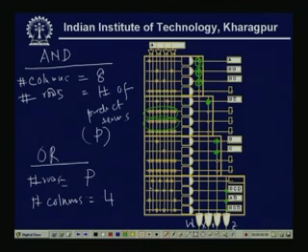this is my A bar B bar C bar, A bar B bar C D bar, or C bar D. So, these will be the A bar B bar C D bar. So, Z is the sum of these 4 terms. So, this is the PLA realization, or the design of BCD to gray code converter using the PLA design.